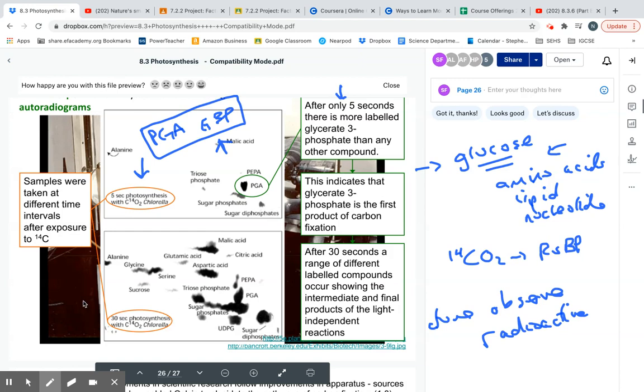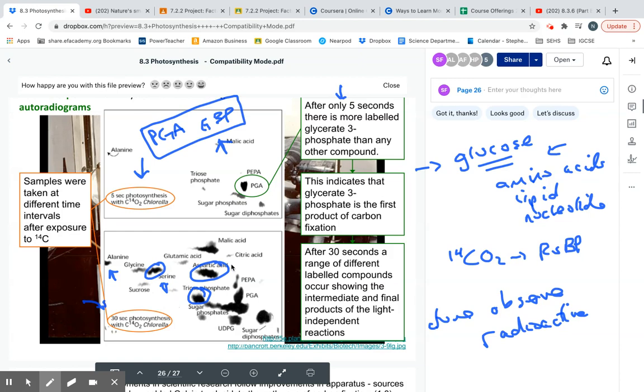And then down here, just to further elucidate some other things it makes, 30 seconds after photosynthesis, only 30 seconds, which I think is pretty amazing, all of a sudden you see all of these other radioactive molecules. So alanine is being made already. Serine is radioactive here. It's a darker stain. Aspartic acid, another amino acid. Our triose phosphate, right? That's now radioactive. Some other disaccharides down here.